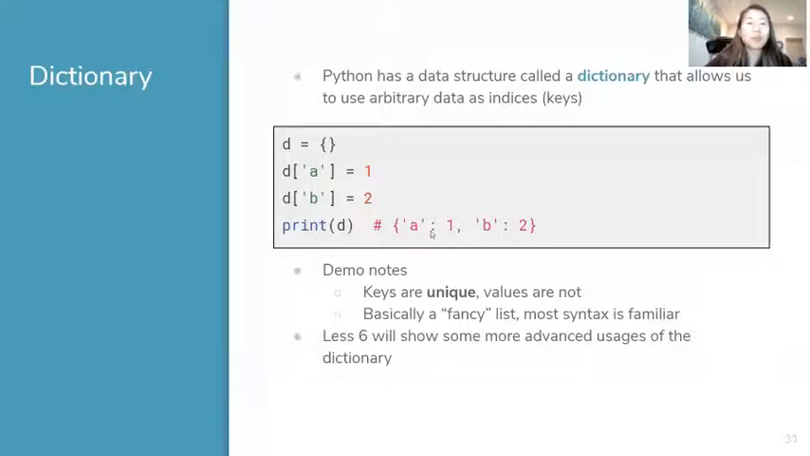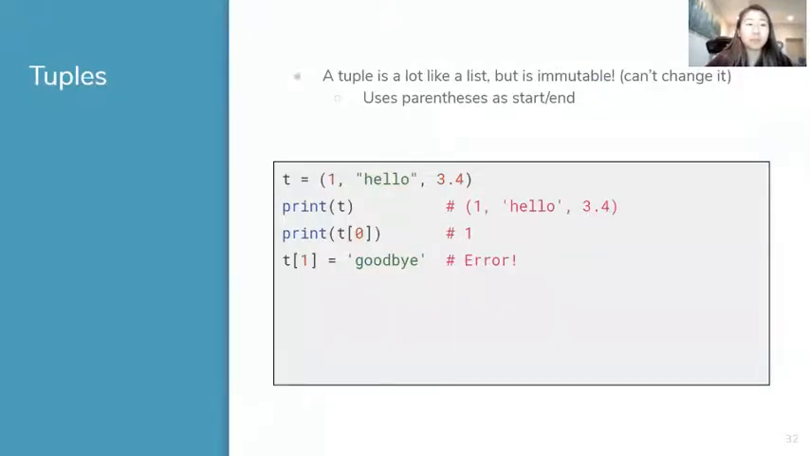It's basically also a fancy list, and most of the syntax is pretty similar to a list. The last data structure we're going to be going over is called tuples. It's a lot like a list, but it is immutable. That means it cannot be changed. So once you've defined it, nothing can change it.